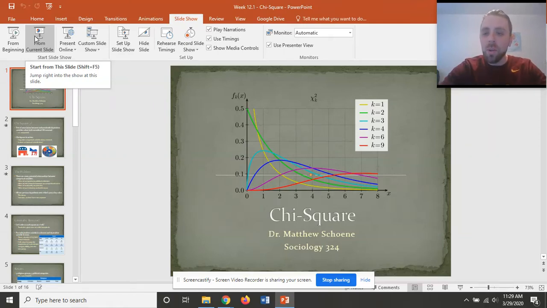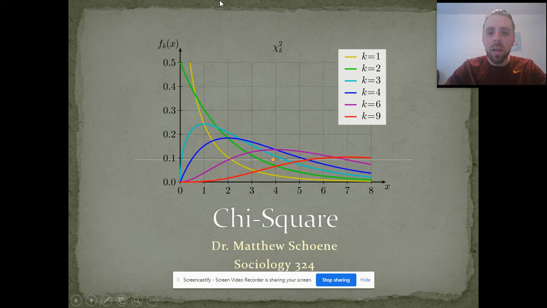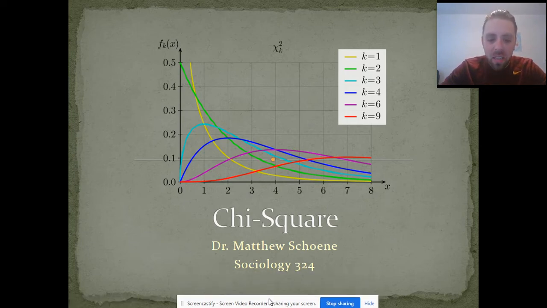Hello, welcome back to what I believe is episode 7 of Stats with Mats. It is a new week and therefore it is a new hypothesis test. This week we are going to be covering what is known as the chi-square test of association.